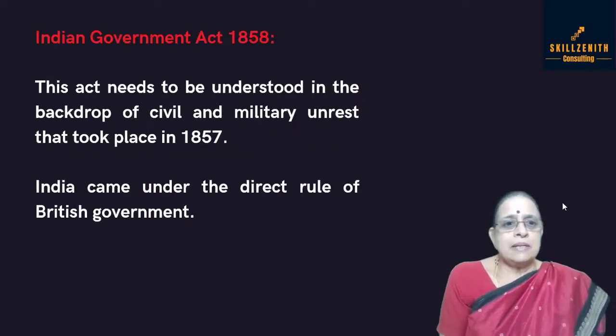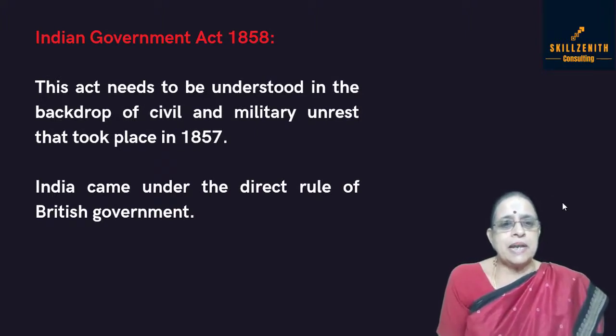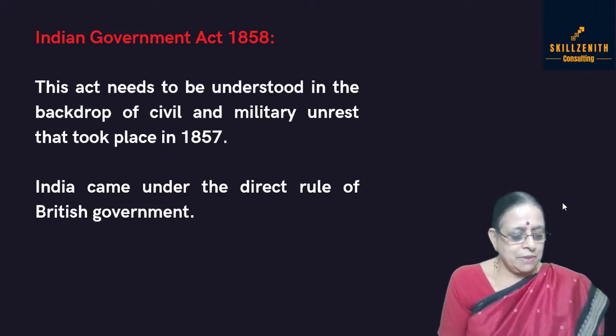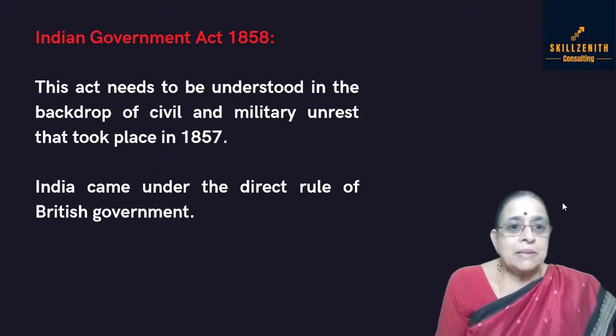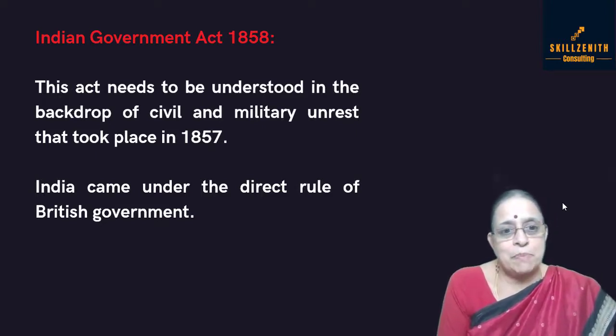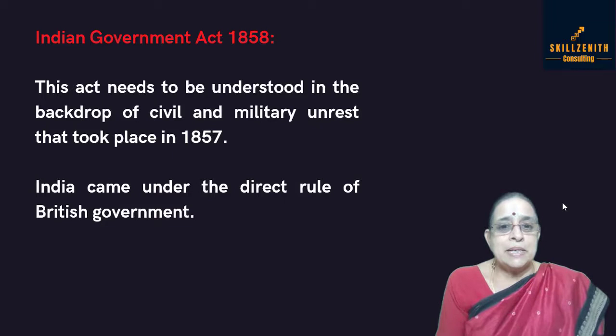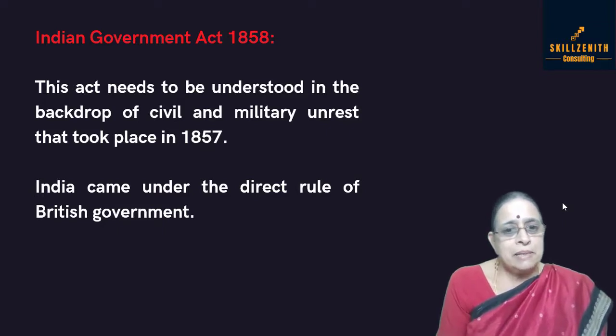Now let us learn the provisions of the Indian Government Act of 1858. This act needs to be understood in the backdrop of civil and military unrest that took place in 1857. Backdrop means the curtain at the back of the stage. This act needs to be understood in the backdrop of civil and military unrest. There were revolts all over India in civil and military matters.